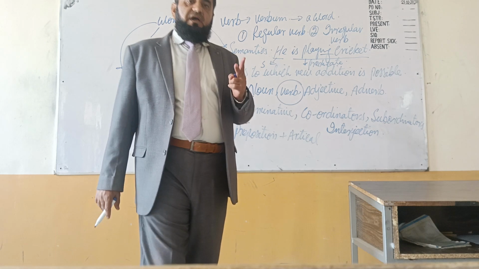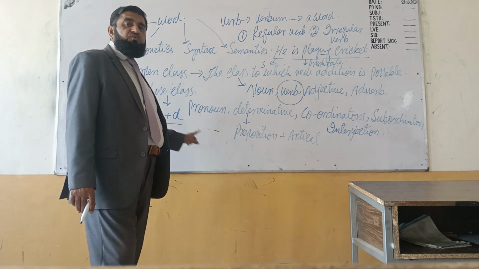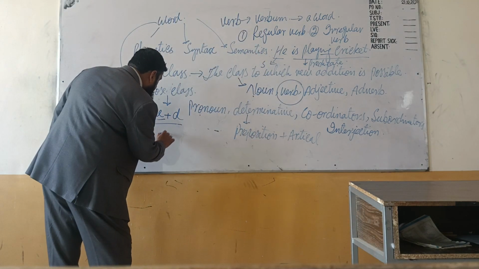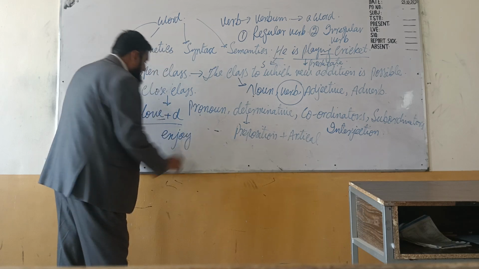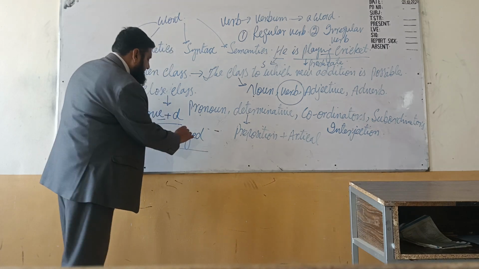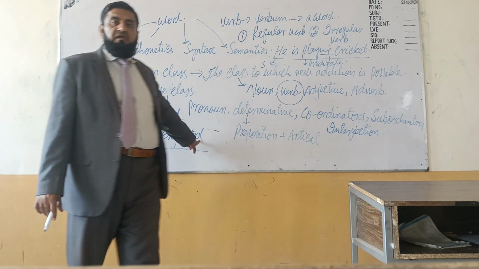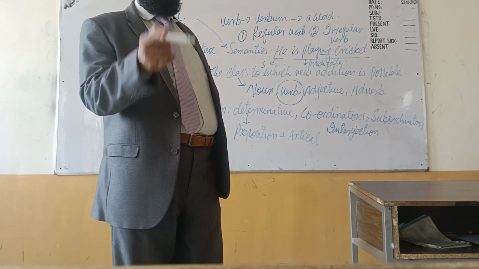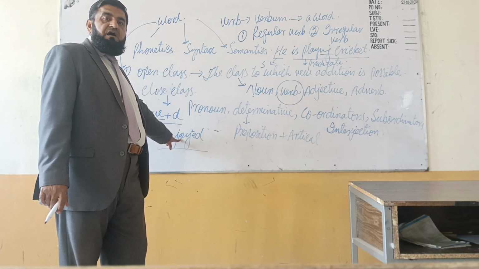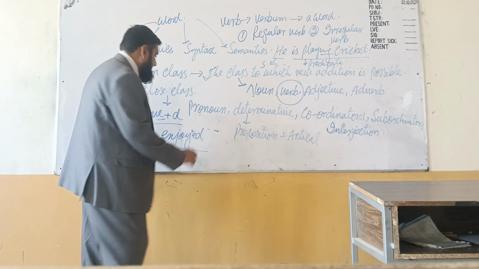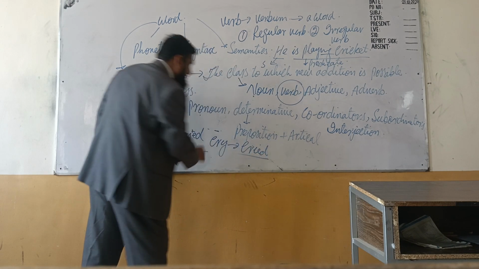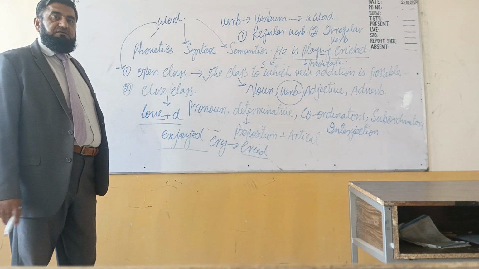If there is y before a vowel, for example, enjoy, with a vowel before y, we will use ed: enjoyed. If we have a consonant before y, y will be changed into ied. For example, cry will be changed into cried.